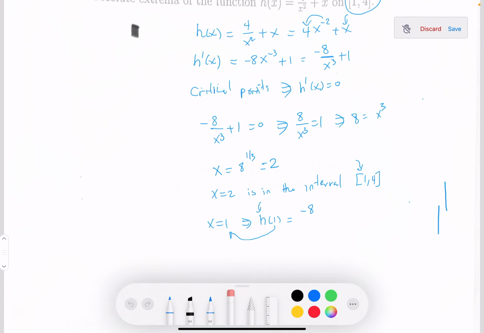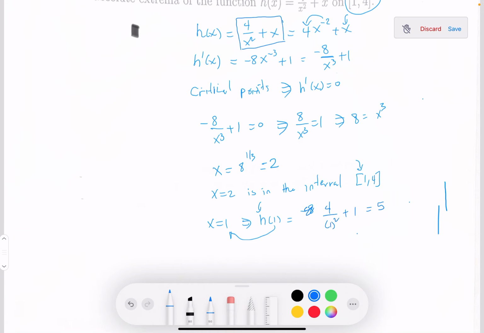So it is 4 over x squared plus x, and now we're going to put x equal to 1 instead of x. That is 4 over 1 squared plus 1, which gives you 5. What is the meaning of this? At x equal to 1, the function h is equal to 5. This is the absolute maxima at x equal to 1.